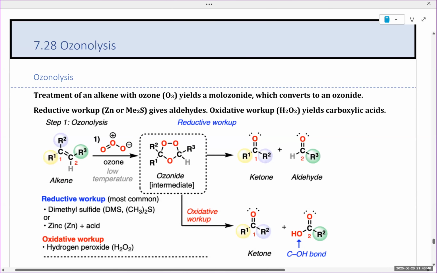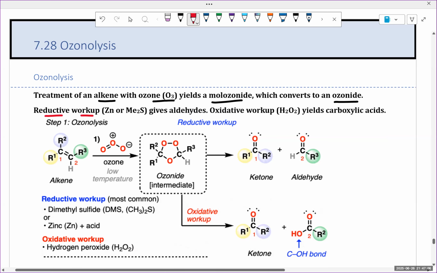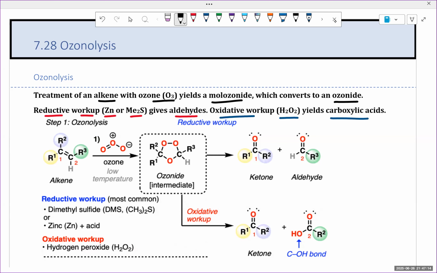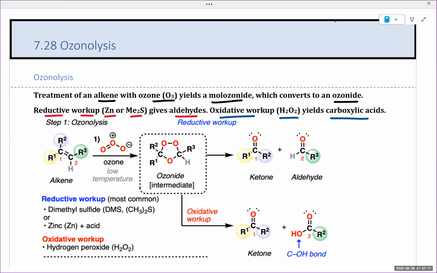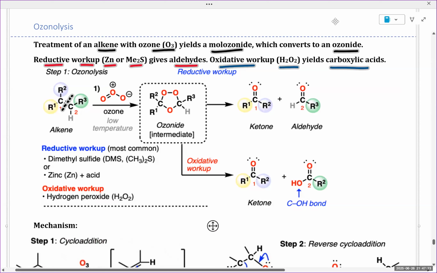Now, in addition to oxidative cleavage, one other method to cleave carbon-carbon double bonds is ozonolysis. So treatment of an alkene with ozone yields a molozonide, which converts to an ozonide under the reaction conditions. Now, if you employ a reductive workup, such as zinc or dimethyl sulfide, you yield aldehydes, while an oxidative workup with hydrogen peroxide yields a carboxylic acid. Net, we break this carbon-carbon bond and either generate a ketone and aldehyde or a ketone and carboxylic acid.